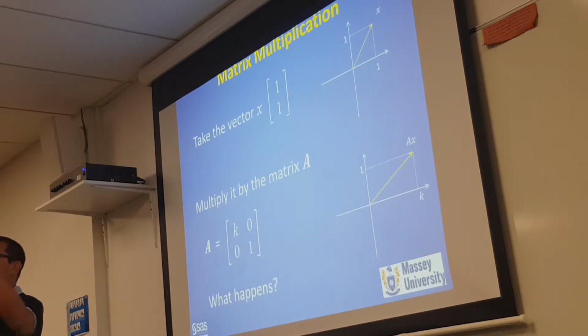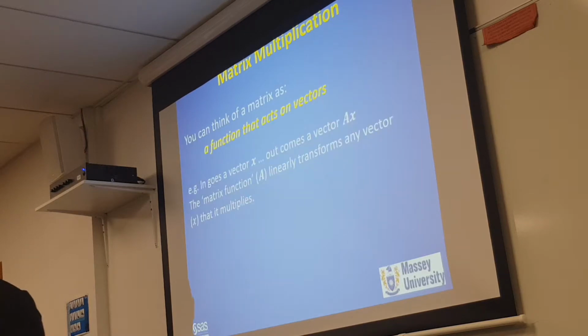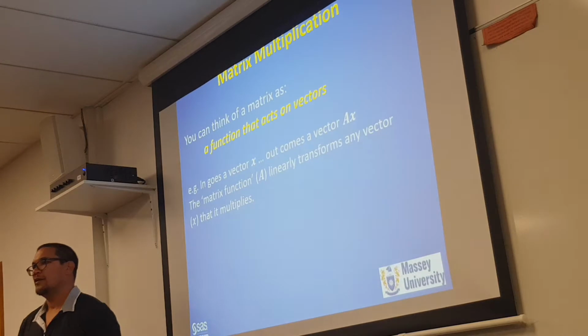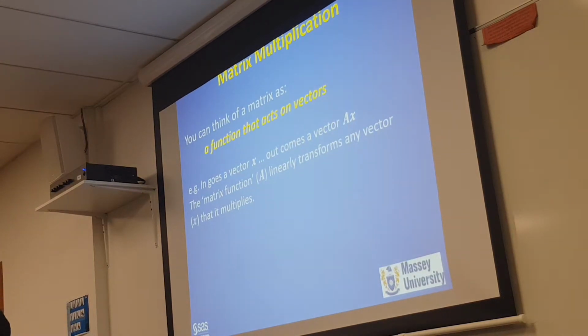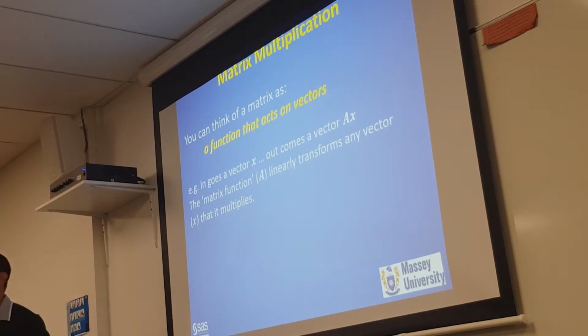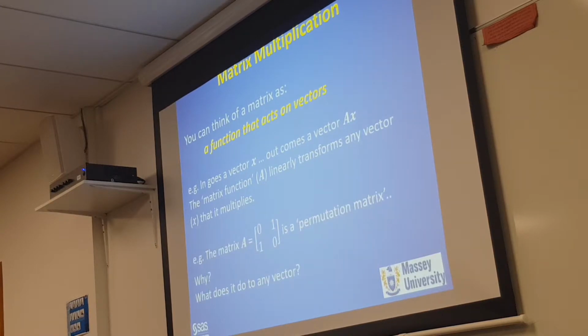You got your vector. If you get your matrix to act on that vector, you end up with something else. So you can think of it as a function that is acting on a vector. In goes your vector x, and out comes a vector A times x. And what is A doing? It's linearly transforming your vector x that you're multiplying it by. You're doing a linear transformation of the vector.